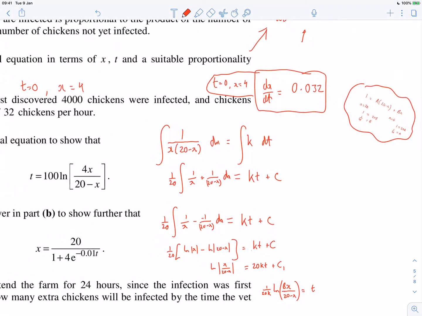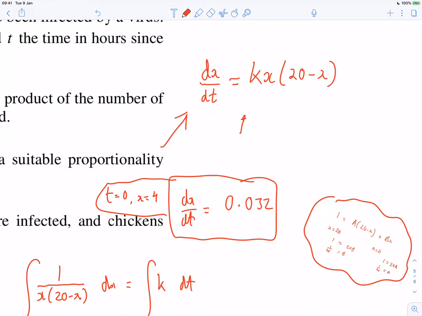Let's work out what k is. And we can work out what k is quite quickly because I know dx by dt is 0.032 when t is 0 and x is 4. So I've got k times 4, which is 4k, times by 20 minus 4, which is 16. So actually k is going to be 0.032 divided by 4 and divided by 16. So it's actually 5 times 10 to the minus 4, wow, which is 5 over 10,000. 10,000 divided by 5. So it's 1 over 2,000. Okay.